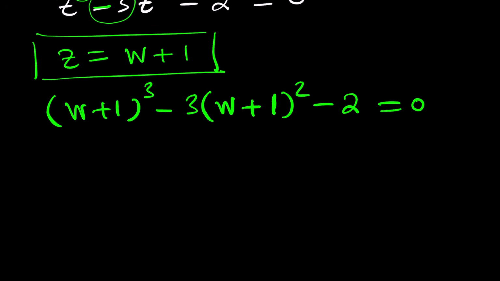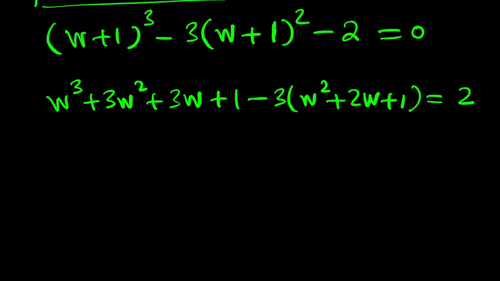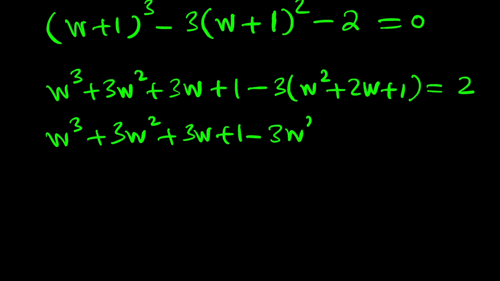Now, we're going to have to expand this. So it's going to be w cubed plus 3w squared. Since this is well known, I can just do it the normal way. And then minus 3 times w squared plus 2w plus 1. You got to memorize these formulas. And then it's going to equal 2. No big deal. We're going to have to add all the constants at the end. Now, this gives us w cubed plus 3w squared plus 3w plus 1. And then distribute the negative 3. And you'll notice that something cancels out.